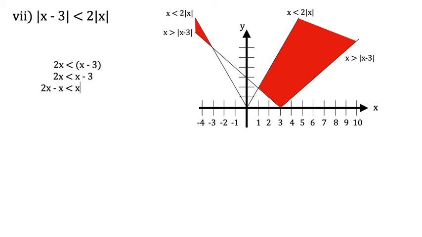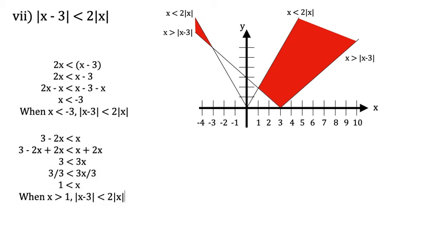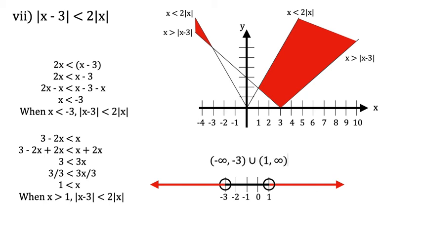We can see then that when x is less than minus 3, the absolute value of x minus 3 is less than 2 times the absolute value of x. And when x is greater than 1, the absolute value of x minus 3 is less than 2 times the absolute value of x. This means that we would write the set that we are looking for as negative infinity to minus 3 union 1 to infinity.